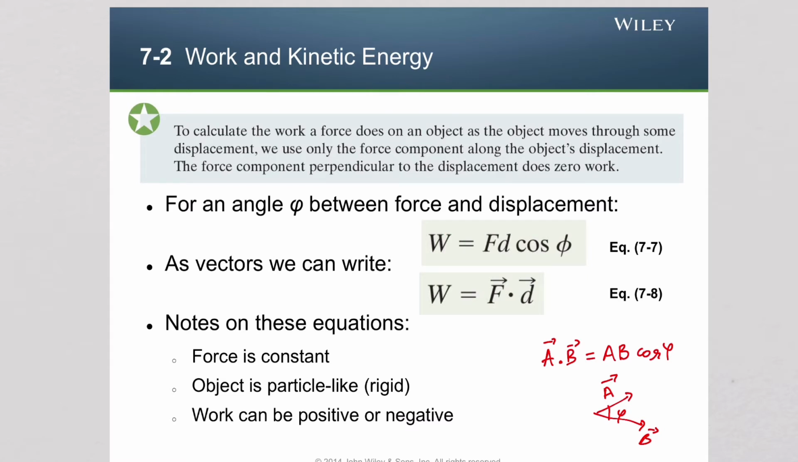Now, let's remember also that this type of relationship was the definition of a dot product. Just to refresh your memory, the dot product between two vectors A and B, with an angle phi between the two, is defined as the magnitude of A times the magnitude of B times the cosine of the angle between the two. So therefore, the work done by the force is simply equal to the dot product between the force and the displacement.